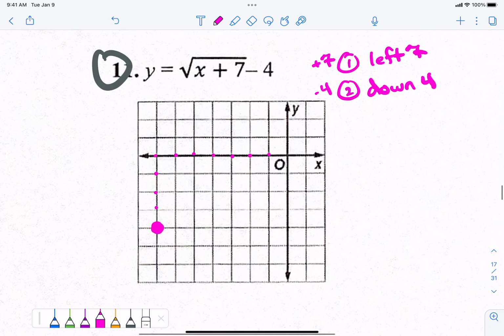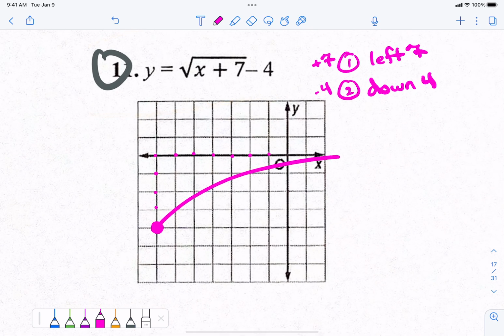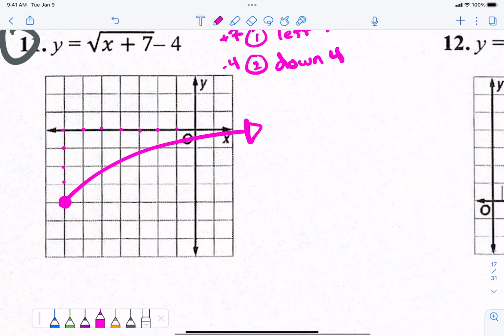And then what does it look like? Just like the shoe. He just moved over and down. Okay, we need one more thing: domain and range.